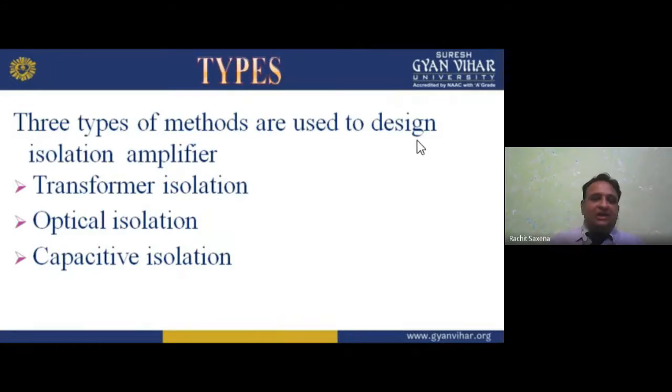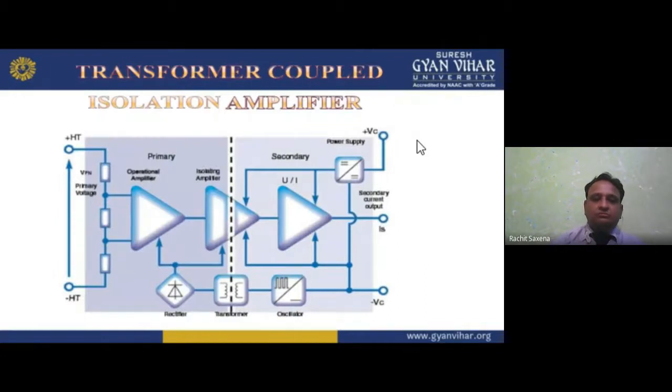Okay, so there are three types of methods used to design an isolation amplifier. First is the transformer isolation, second is the optical isolation, third is the capacitive isolation. Now taking one by one. That is basically the transformer coupled isolation amplifier. It is a bulky image, but it is very concise also. A very simple thing which I am showing here.